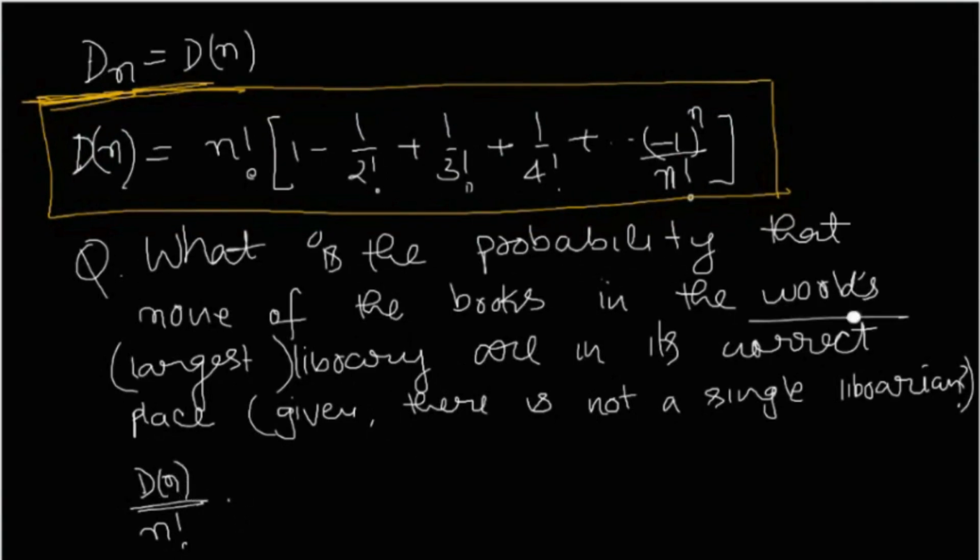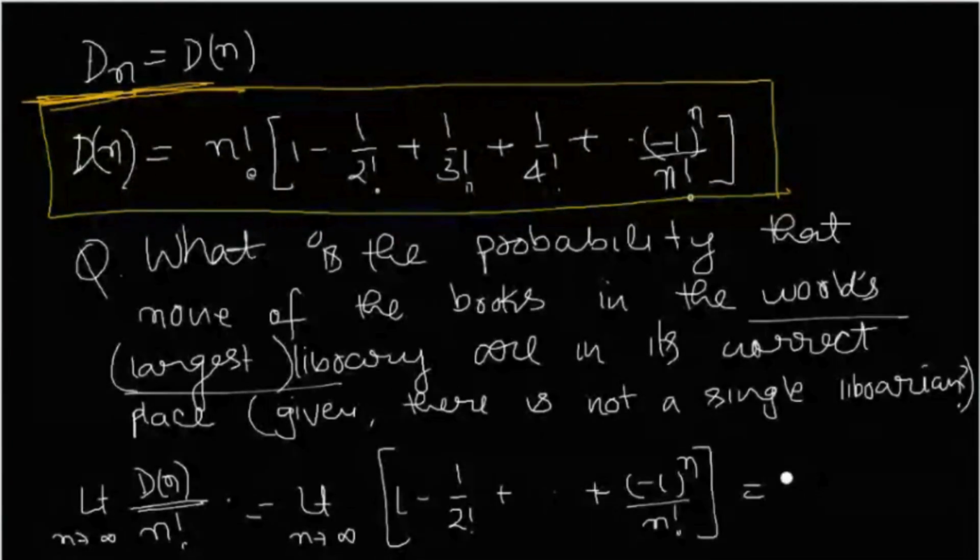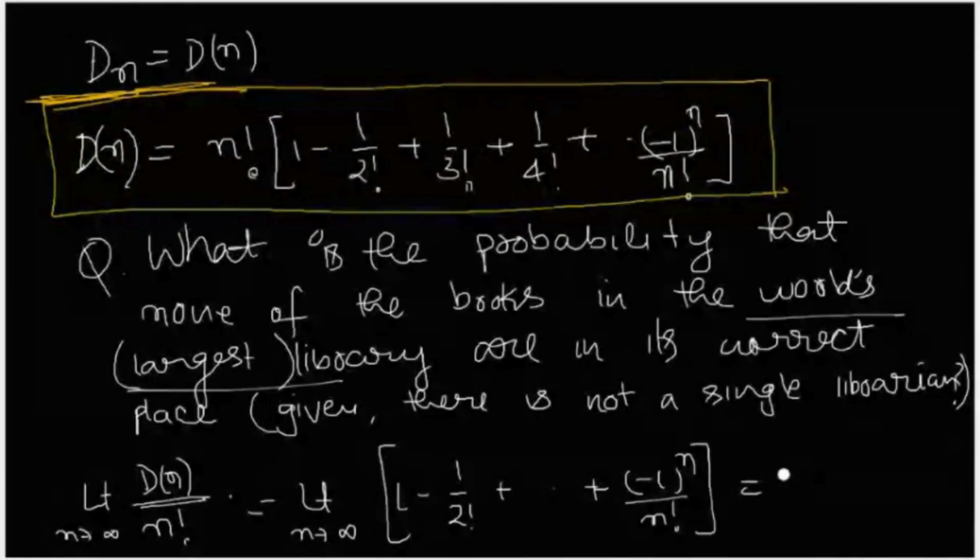But it's the world's largest library or any kind of library, so you can take the limit as n tends to infinity. And this is the limit as n tends to infinity of 1 minus 1 by 1 factorial plus 1 by 2 factorial and so on, minus 1 to the power n by n factorial. This is 1 by e, right?